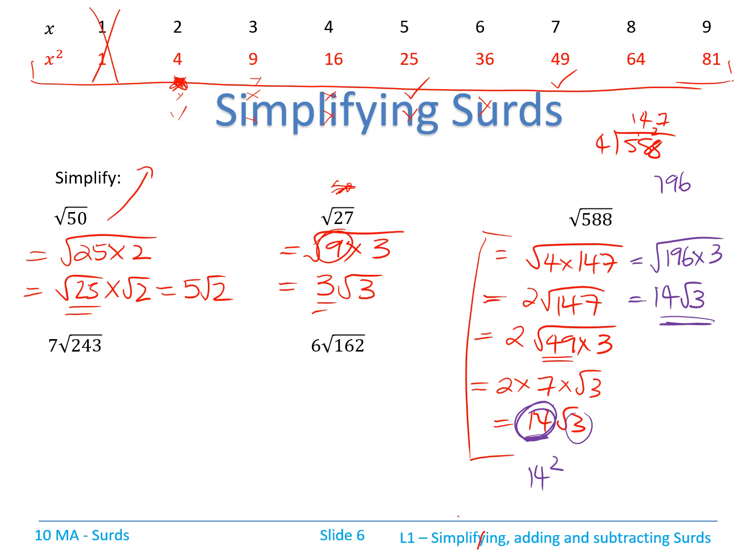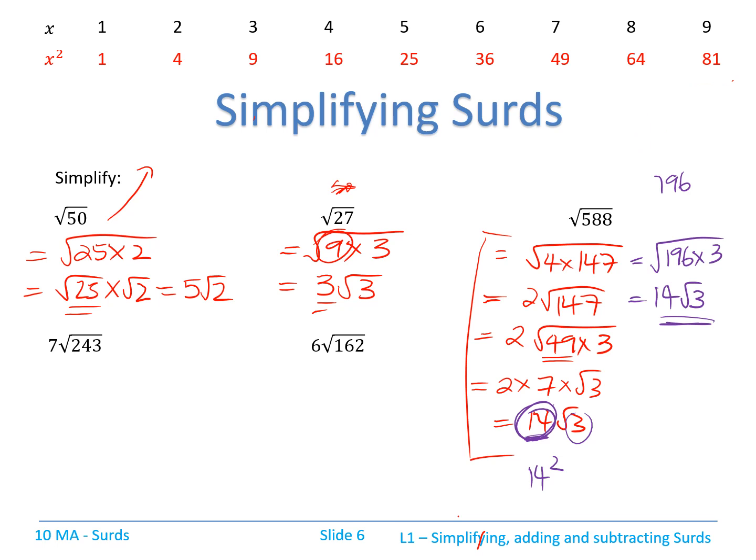Okay, 7 root 243. Let's have a look. What have we got that will go into 243? Now, I think 9 will. In fact, I know 9 will. But let's say we've got something bigger. Forget about that one. 4, no, because it's odd. 9 we know does. 16, no. 25, no. 49 doesn't, because 5 times 49 is 245. 64 doesn't. 81. 81 times 3 gives us 243.